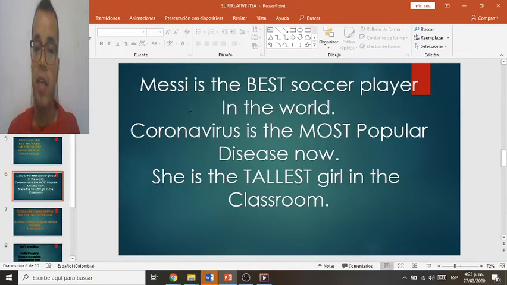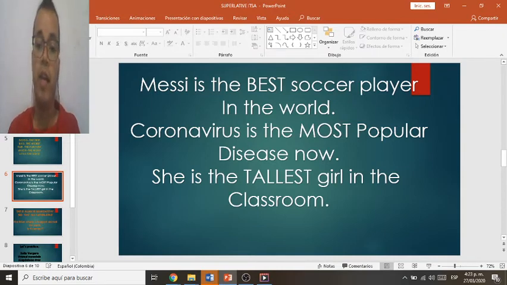I have here the same example. Messi is the best soccer player in the world. Good, the best. Coronavirus is the most popular disease now, unfortunately. Desafortunadamente, es la enfermedad más popular el día de hoy. Popular, 3 syllables, tiene 3 sílabas.